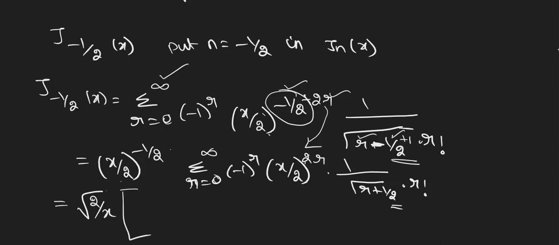r is equal to 0 means this will become something power 0 is 1. And again this will become 1. So 1 by 0 plus 1 by 2, so gamma of 1 by 2. That is the first term. Minus, what is the second term? x by 2 power 2, because r is 1.